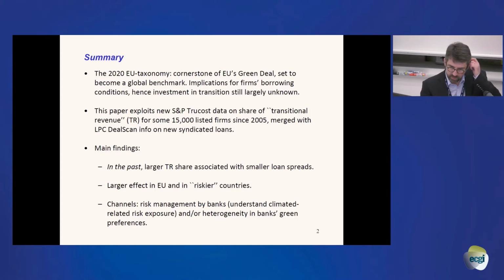Okay? So they find that in the past, firms with a larger share of taxonomy-aligned activities, let's call it TR, transitional revenue share, also had smaller loan spreads when issuing loans on the syndicated loan markets. The effect is larger in the EU and in riskier countries in terms of transitional and physical climate risks, and they also explore some channels to understand what happens behind the scenes.